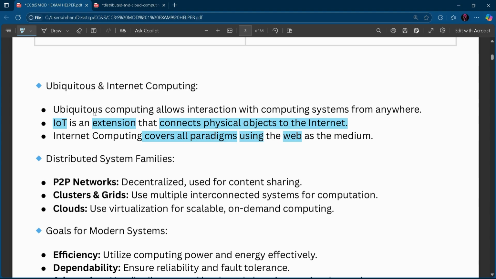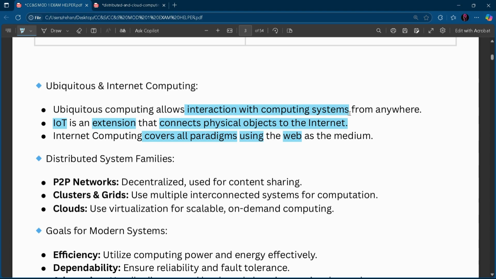Ubiquitous is like smartphones. They are everywhere. No matter where you go, you can find a smartphone in practically every block of the city or every home. So ubiquitous computing allows interaction with computing systems from everywhere. You have to remember that. That's it. IoT is an extension that connects physical objects to the internet.